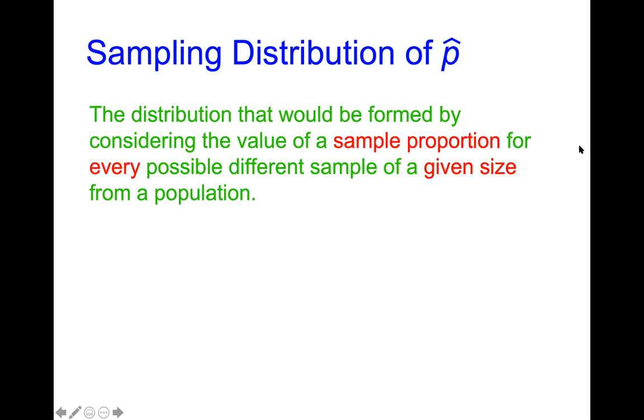And the sampling distribution is still the graph, right? The histogram, the dot plot, the graph that would be formed by considering the value of a sample proportion for every possible different sample of a given size. Maybe instead of considering the value, plotting the value is a little bit better. So the graph that would be formed by plotting the value of a sample proportion for every possible different sample of a given size from a population. Notice that this is very, very similar to our sampling distribution for a sample mean. The only difference is we're talking about proportion.